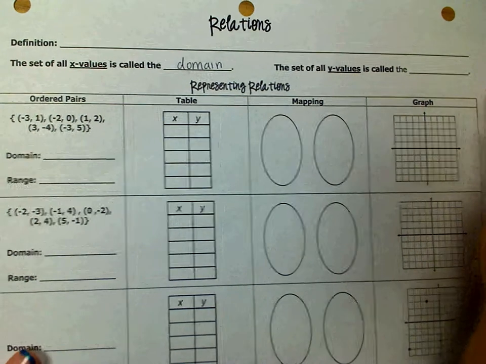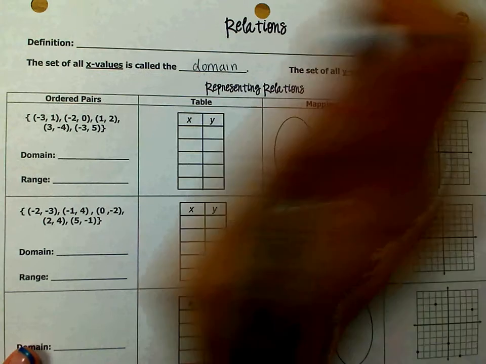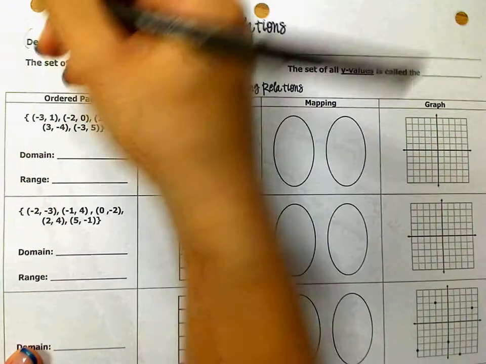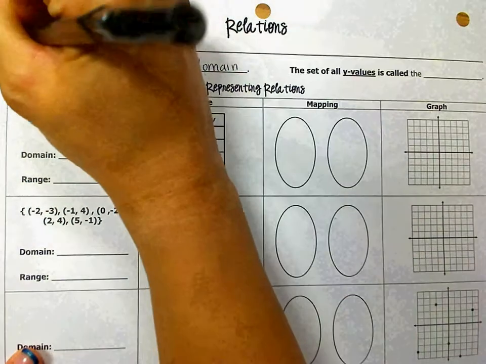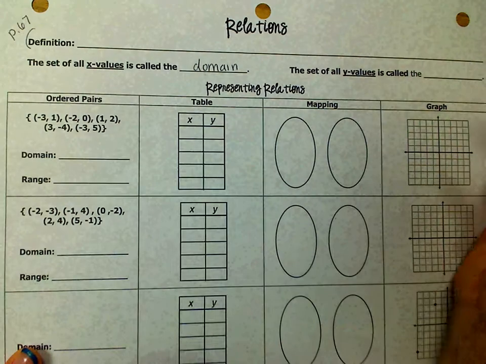Okay, so I'm going to explain the homework for relations. Now, the definition you can get from page 67 of your interactive notebook.